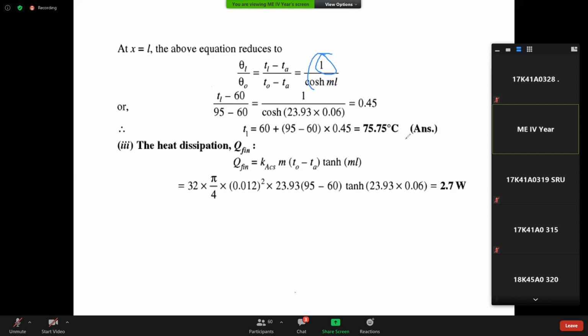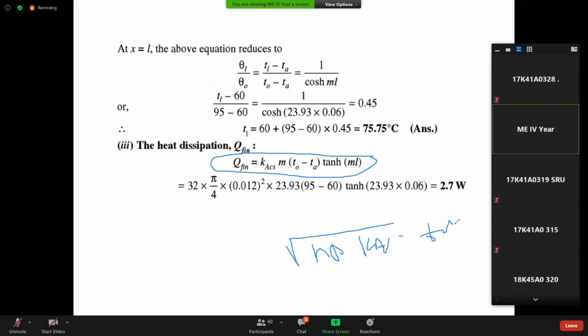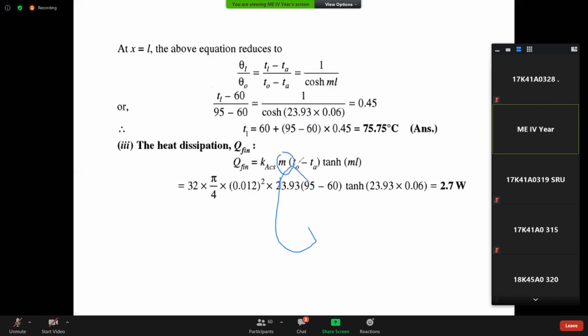Next, what is the heat dissipated? Heat dissipated, this is the equation. You get confused about it. What does it mean? Root over hPk into area of cross section into tanh mL into theta b. Already we derived it. That equation you have to solve. After simplifying, you will get the same only. And then in place of m, if you put root over hP by kA, you will get the same, root over hPkA, our equation also. I'll go back to that also if you want.